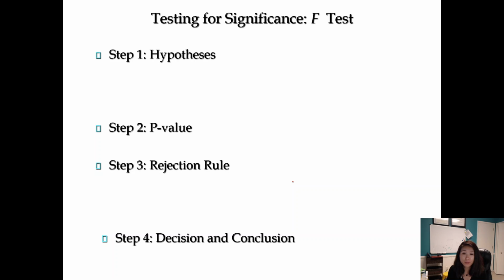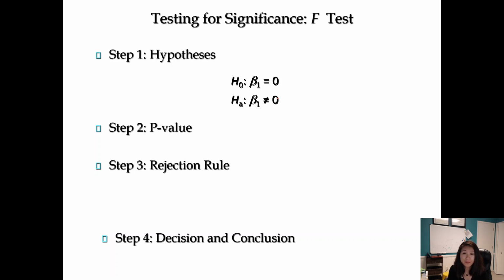Step number 3, what is the rejection rule to guide you to reject H0? And step number 4, what is your decision, whether you reject or not reject H0? And second, what is the conclusion? The conclusion is related to whether you can find a significant relationship between the X and Y variables. So let's look at step number 1 for the F test.